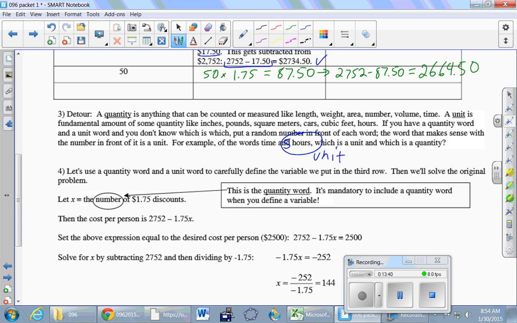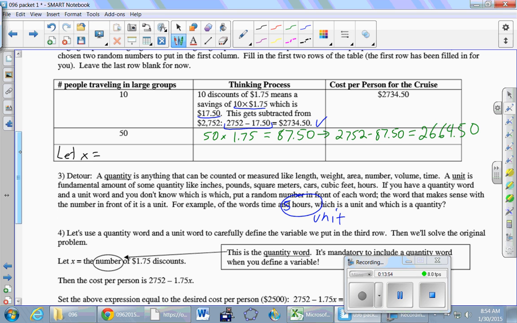Okay. So number 4 talks about carefully defining the variable. I'm actually going to ask you not to look at what I've written there before, which is kind of the answer to this problem. But let's go ahead and define our variable up here. Now we need to very carefully identify what we're trying to solve for. What do we want to find in this problem?